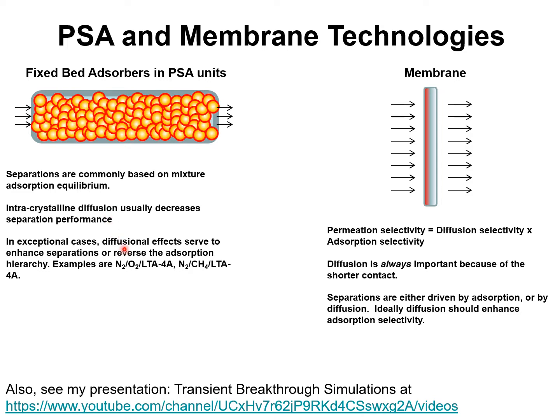In some cases, we can harness diffusional effects in order to reverse the hierarchy of adsorption strengths, and this is the example that is used for separating nitrogen from oxygen using LTA 4A zeolite, or purifying natural gas by rejecting nitrogen.